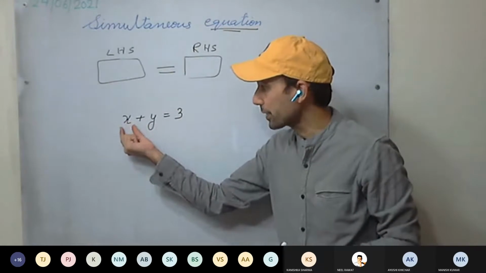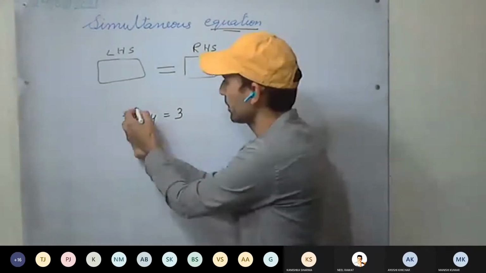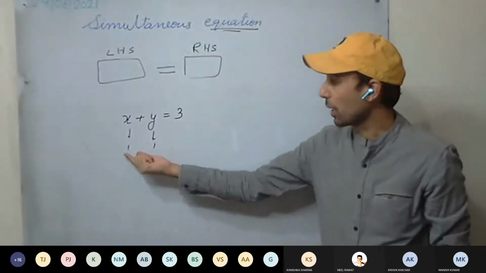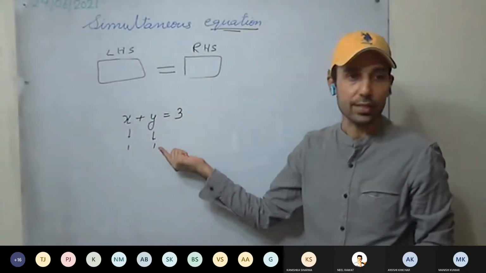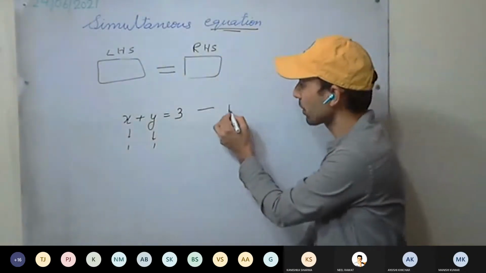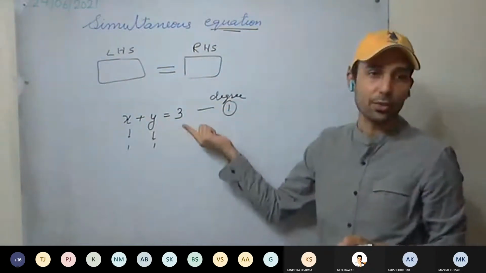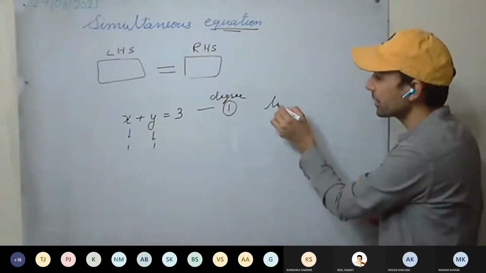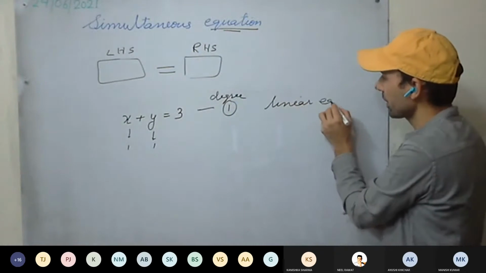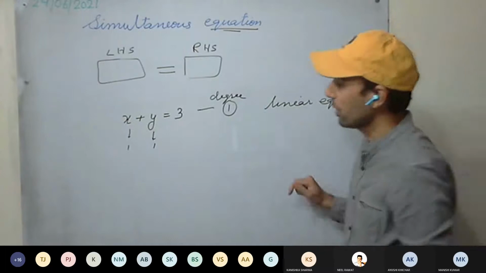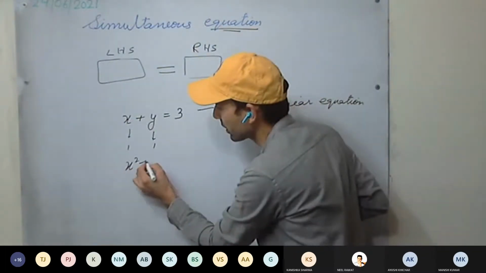So what will be the degree of x? Its power is 1. Y, its power is also 1. So the highest power in this equation is 1. So its degree is 1. And such an equation is called a linear equation. This we already discussed last year as well. Linear equation. Okay. For example, I write this equation.